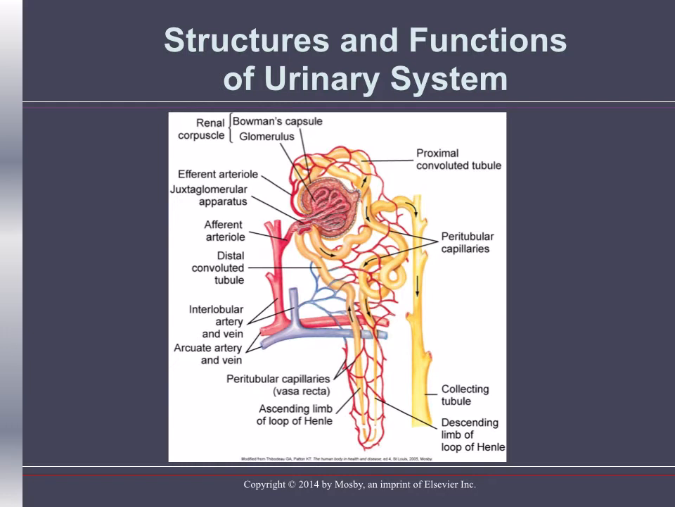The loop of Henle and the collecting tubules are located in the medulla. Several collecting tubules join and form a single collecting duct, and then all these collecting ducts eventually merge into a pyramid that empties via the papilla into a minor calyx. Now let's go to the next slide.